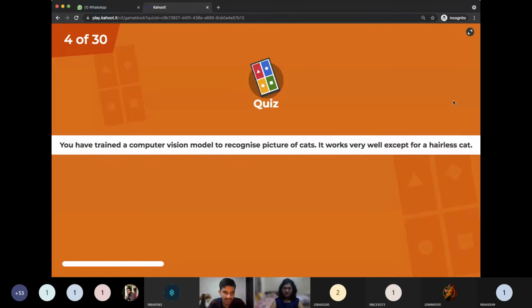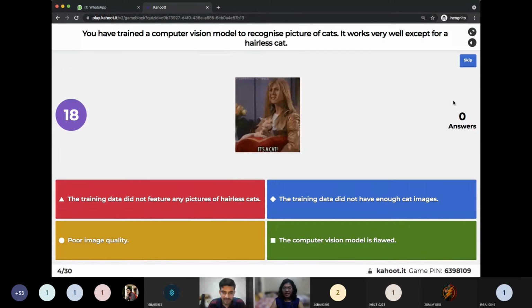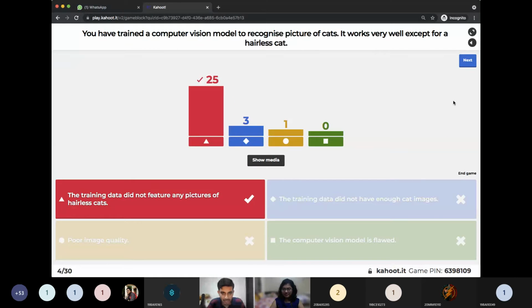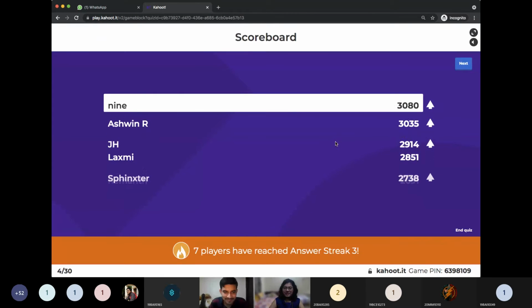Okay, the next question is, you have trained a computer vision model to recognize pictures of cats. It works very well, except for a hairless cat. Why do you think this happens? So the first option is that the training data did not feature any pictures of the hairless cat. Is it poor image quality, or is the computer vision model flawed, or did the training data not have enough cat images? Yes, Rachel is pretty annoyed about it. Okay, 25 of you could help Rachel. That's good. Let's see.